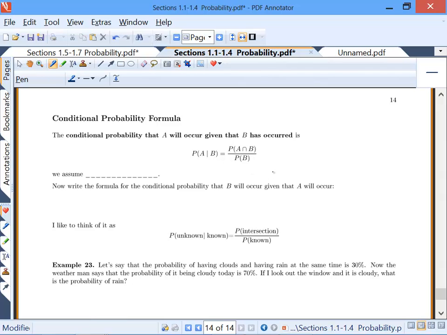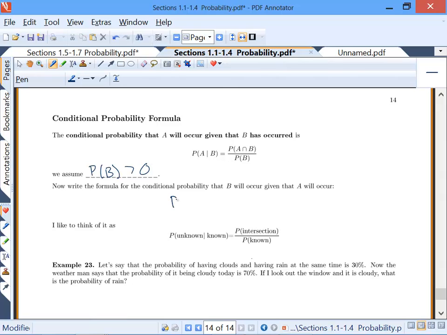Now mathematically, what do we need to assume for this equation? Yes, the probability of B is not 0. In this situation, since all probabilities have to be at least 0, not 0 is just greater than 0, or not equal to, whichever way you want to think about it. Just so we don't divide by 0. So that's the probability that A will occur if we already know B happened.